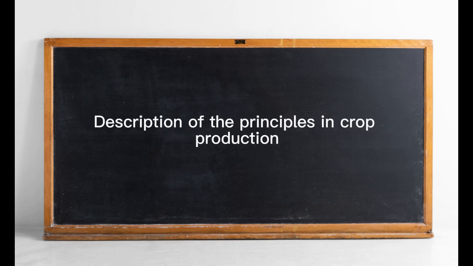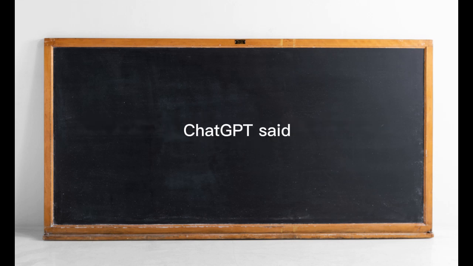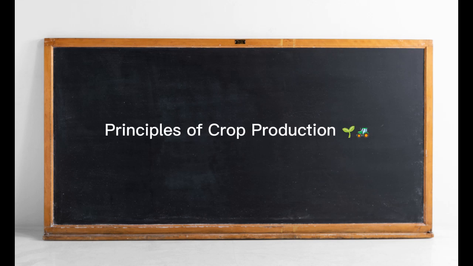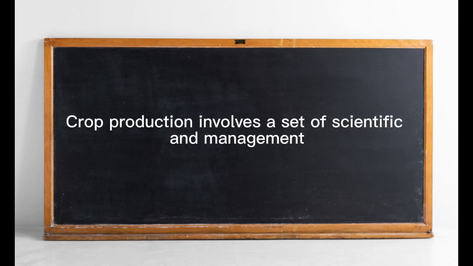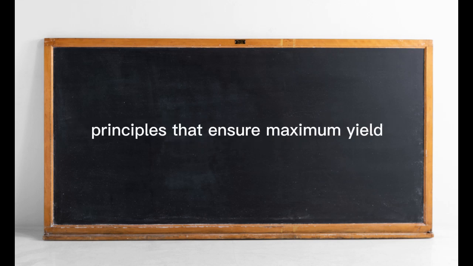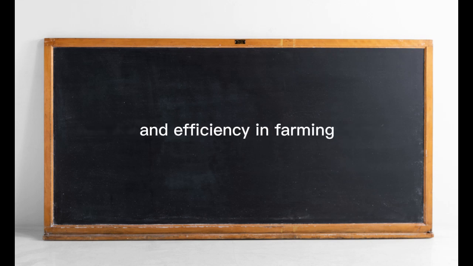Seed production. Description of the principles in crop production. Principles of crop production. Crop production involves a set of scientific and management principles that ensure maximum yield, sustainability, and efficiency in farming. Below are the key principles.